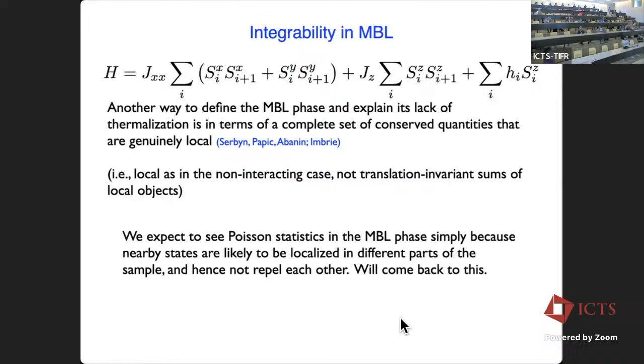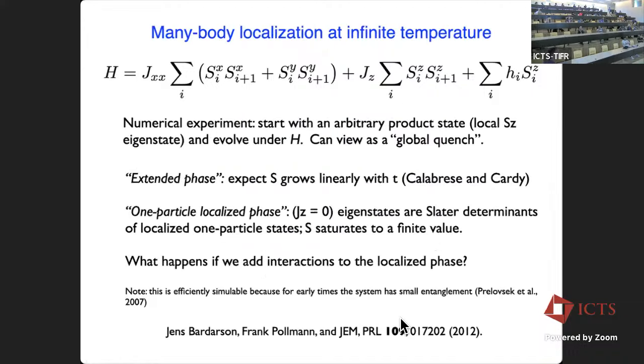So let me just set up a thought experiment that will tell us that MBL is not the same as Anderson localization, but also not the same as thermalization. That thought experiment is: start with an arbitrary product state, which just means a local S^z eigenstate like up, down, up, or something like that, and evolve it under this Hamiltonian that is believed to be in the many-body localized phase. So if I had an extended phase, then Calabrese and Cardy taught us that entanglement will grow linearly with time.